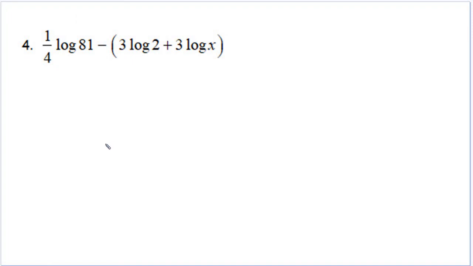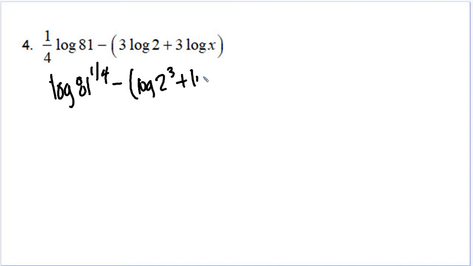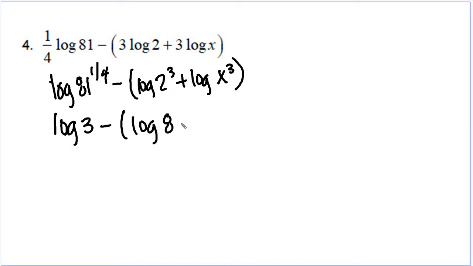So again, order of operations, I'm going to deal with all those exponents first. So I have log of 81 to the 1/4 minus parenthesis log of 2 to the 3rd plus log of x to the 3rd. Now the grouping symbols this time, those parentheses tell me I have to do what's in here first. So I'm going to do some simplification in my arguments before I do my parentheses. So 81 to the 1/4 is 3 and 2 to the 3rd is 8.